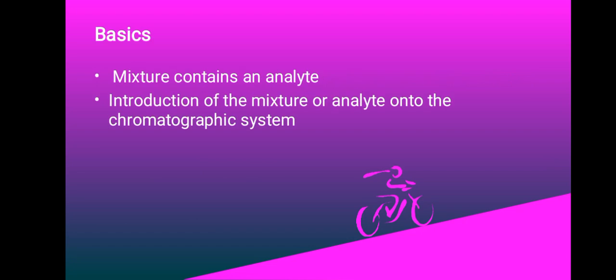We're going to look at the basics of chromatography. The first is that the mixture contains an analyte. Also, the mixture of analyte is introduced onto the chromatographic system, which is then taken up by the mobile phase, with the analyte gradually moving along the same direction as the mobile phase. If it has no interaction with the stationary phase, it will run right through and come out, that is elute, with the mobile phase.